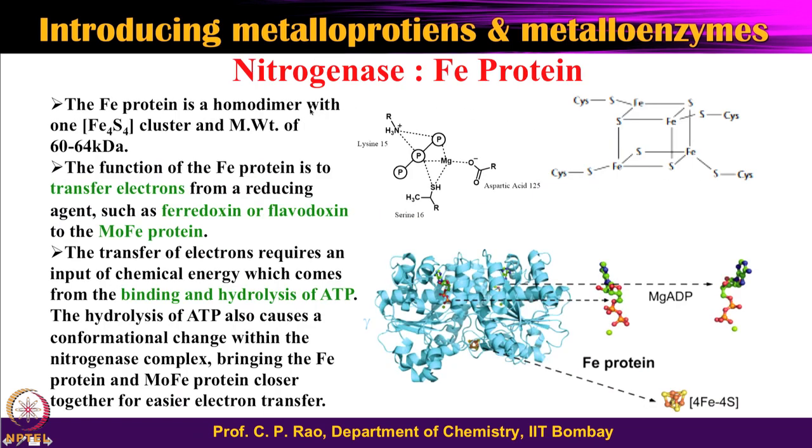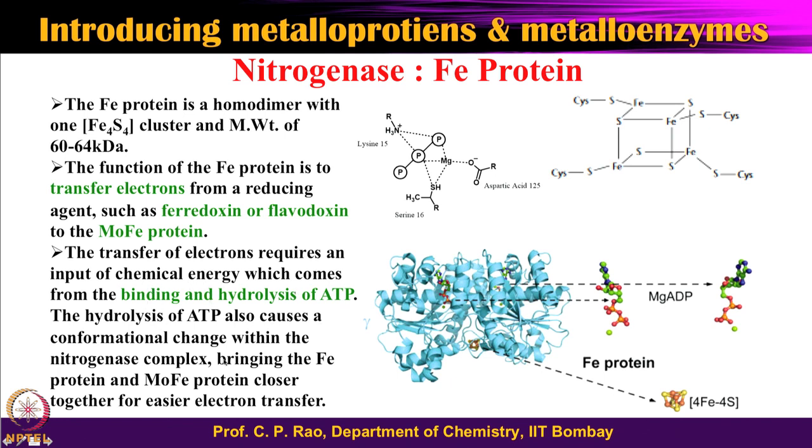Now, as I said, the first part is the iron protein. Iron protein has the iron sulfur cluster and the magnesium ATP bound structure. It can also bind to magnesium ADP as well. And this is a dimer which is called gamma 2 dimer. So, what is the function of this particular protein? It has an iron sulfur cluster, so it will be involved in the electron transfer reaction. The reducing agent will pick up electrons from ferredoxins, flavodoxins, etc., and give them to this protein. So it will transfer the required electrons, taking them from outside by using energy. The energy is ATP hydrolysis.